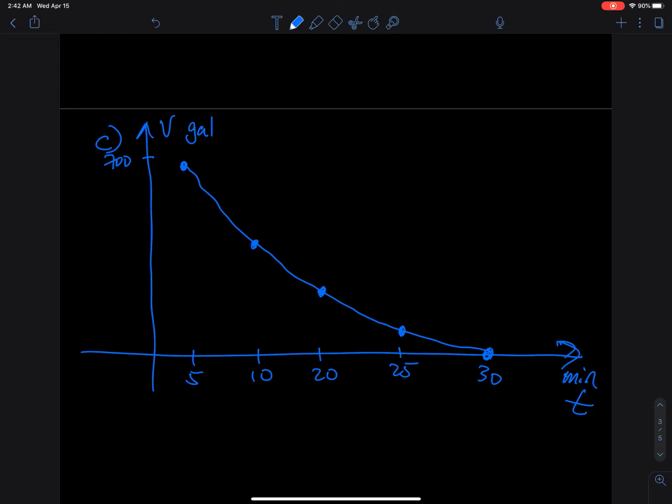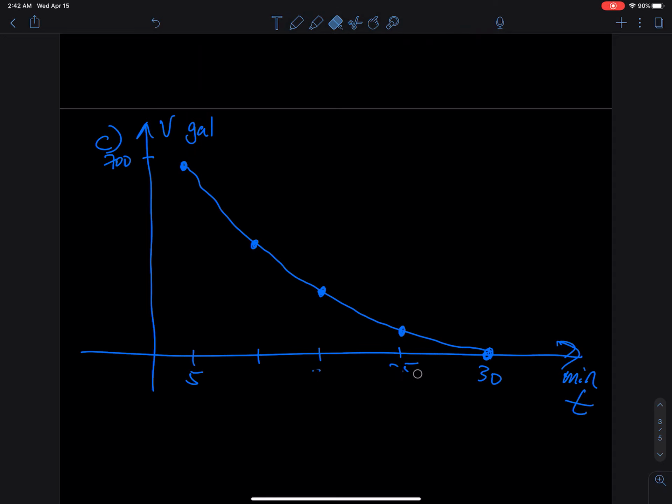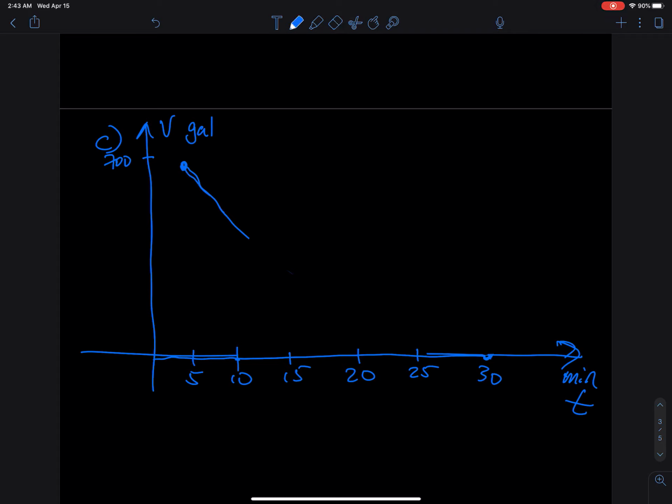Okay, how do I fix this? I think the best way to fix this is to erase some numbers right here, and then I can redo the line: 5, 10, 15, 20, and then 25 and 30. Then we erase the line a little bit. I can draw another one for you. Don't worry about that. So we draw another line, making sure it looks like a curve, not a straight line.